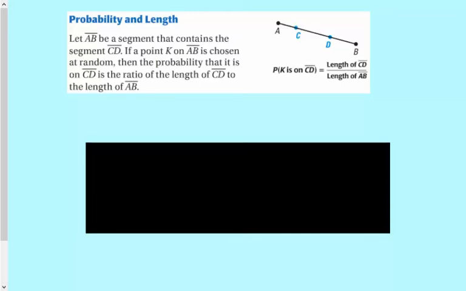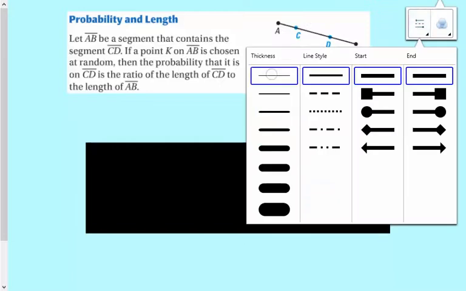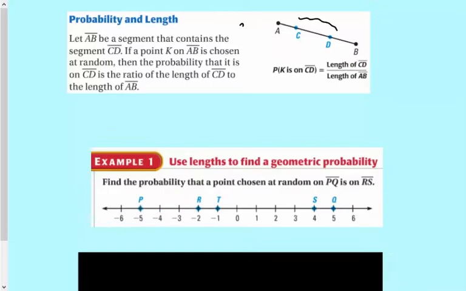Basically, if you have a line segment, the probability that if you pick a random point, say point K, that it lies on CD, so in this case, if you pick a point, let's say I just randomly place a point on there, the probability that it is on segment CD is the length of CD divided by the entire length of the segment, which would be AB.